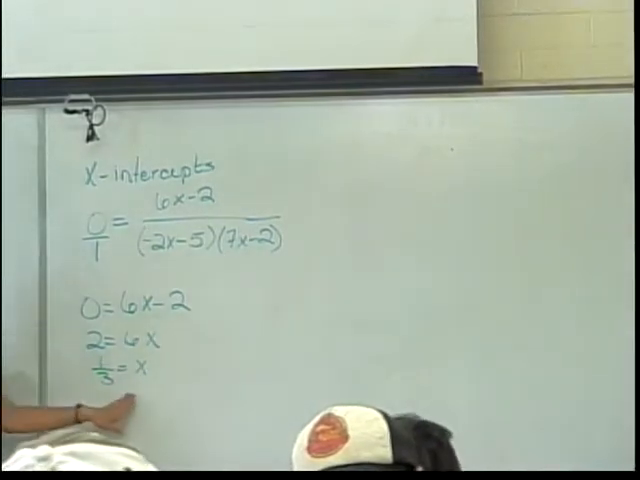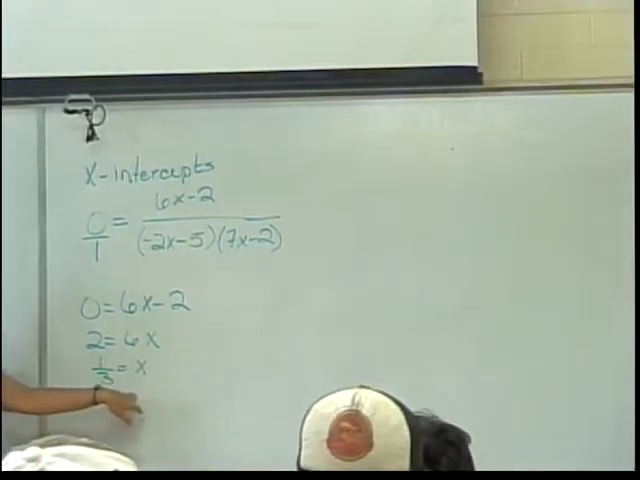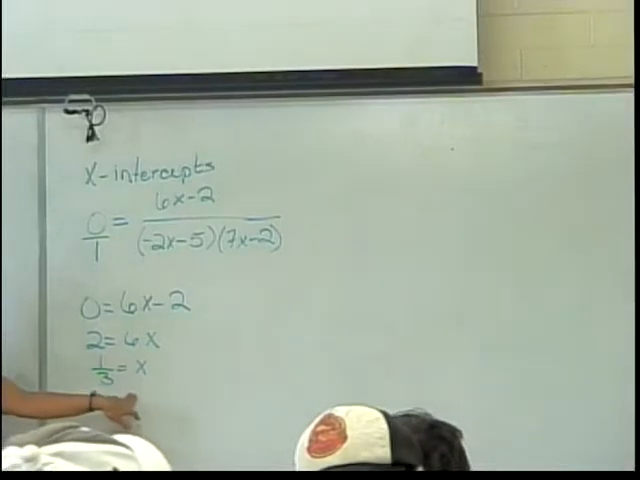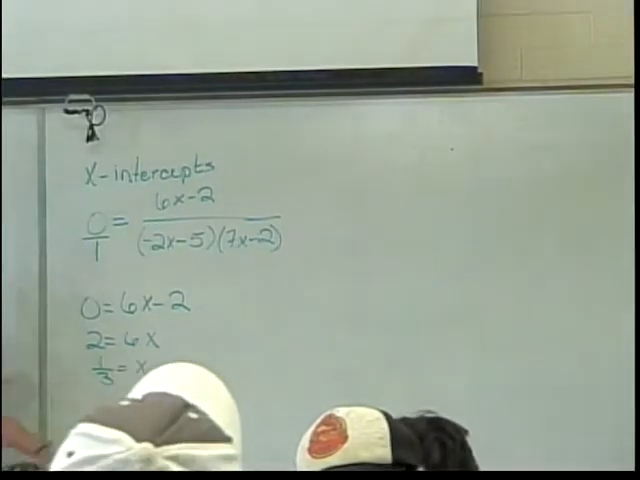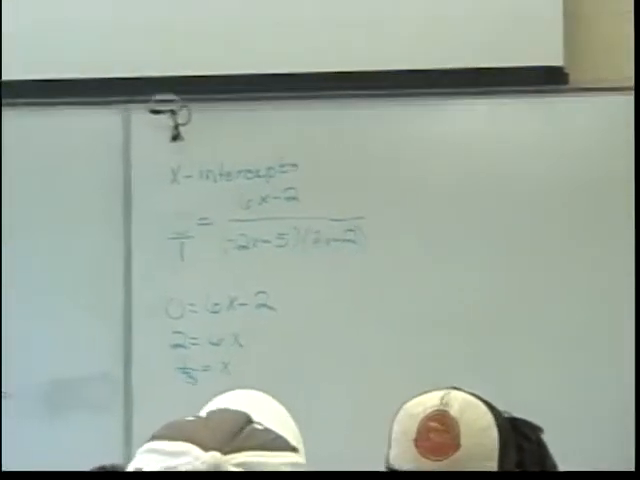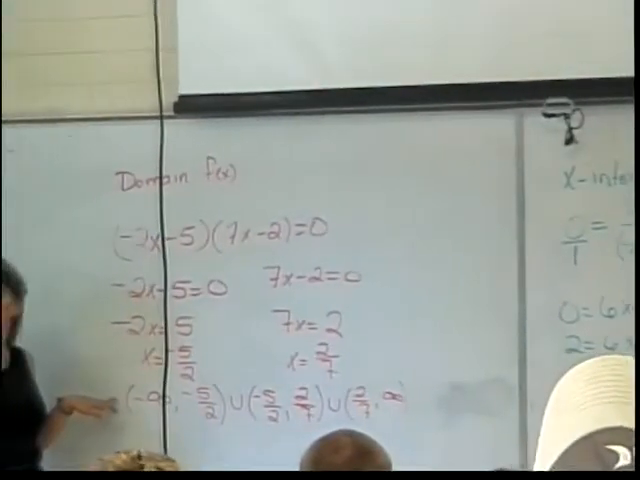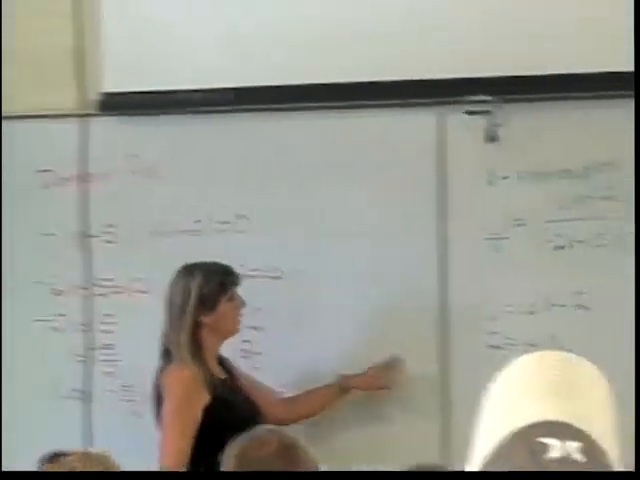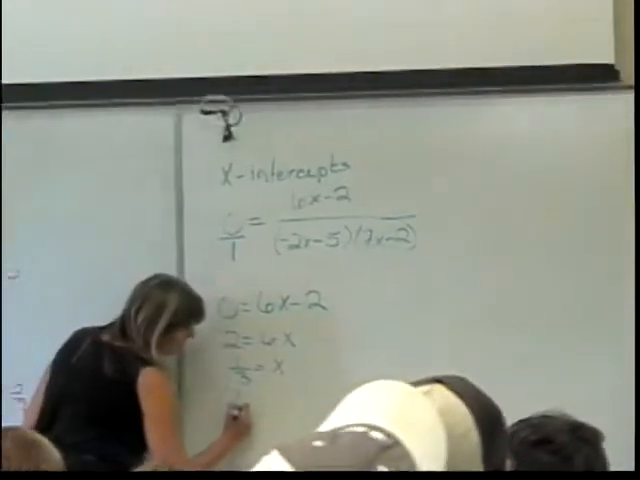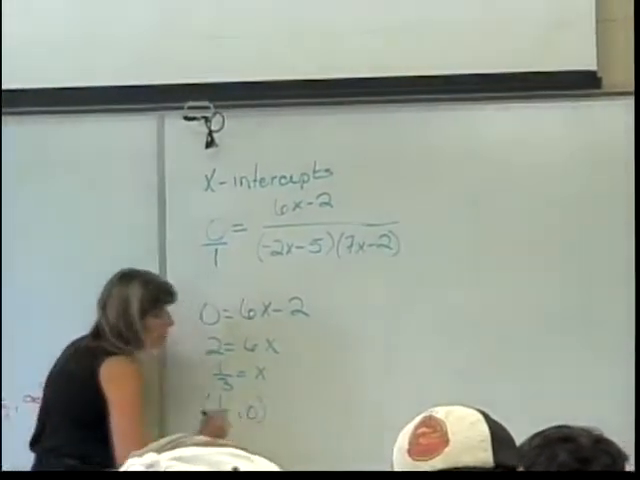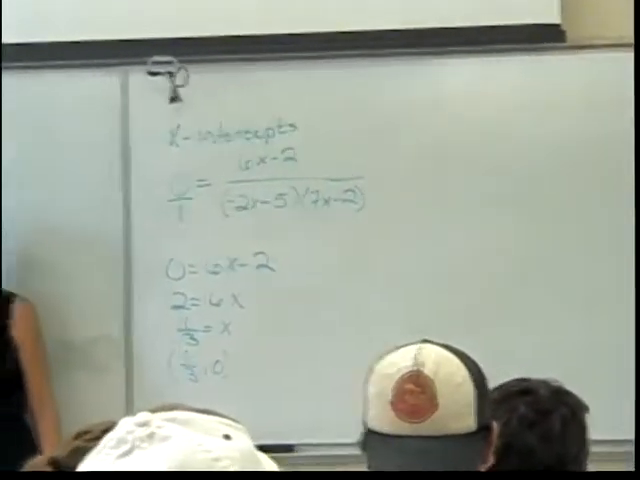Is this number okay? How do you know it's okay and I can use it as an x-intercept? Well, you want to come back and look. Is it in my domain? Yes. As long as it's in my domain, we're set. So 1/3, comma 0 is my x-intercept.